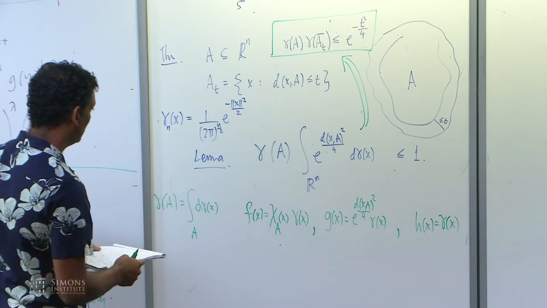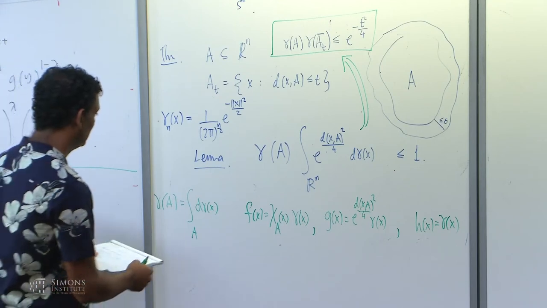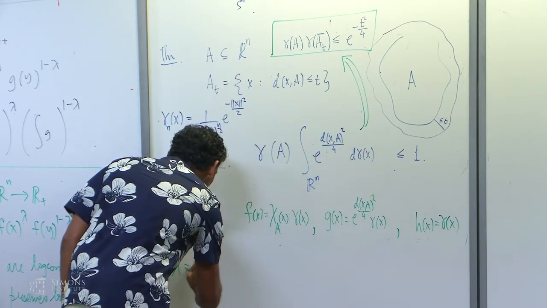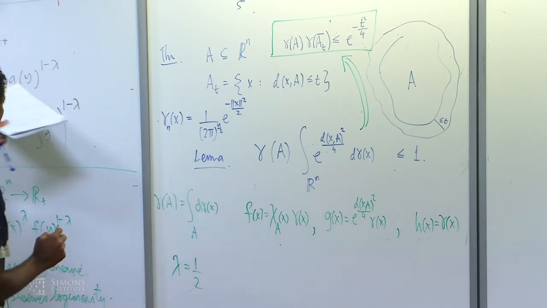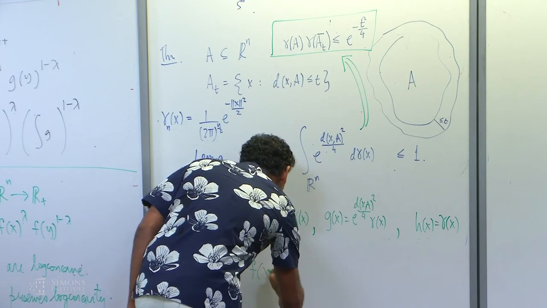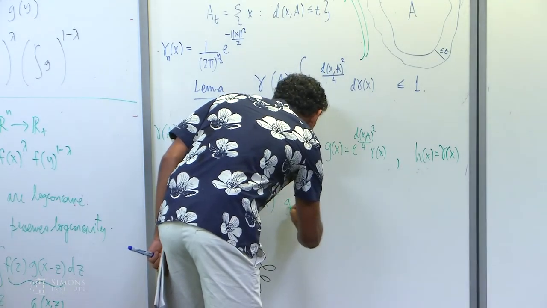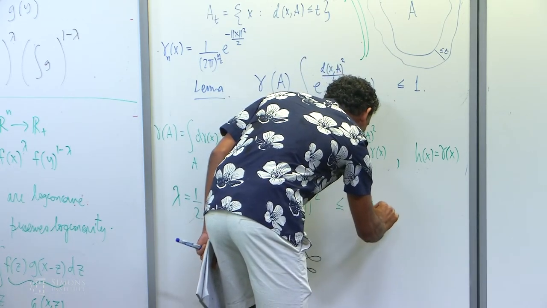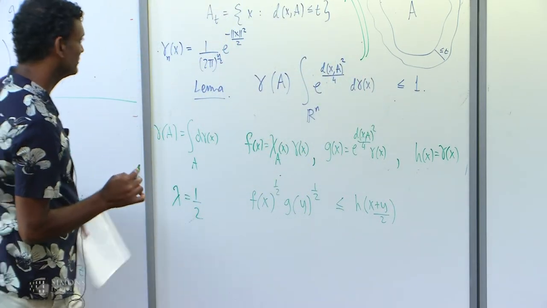Yeah. Okay, so now what do I need to do? Just show that these functions satisfy the condition of the theorem. So in fact we don't need it for every lambda. We'll just do lambda equals 1/2. So I want to show that this is true for lambda equals 1/2, which means that f at a point x, to the power 1/2, times g at a point y, to the power 1/2, is at most h at the point (x plus y) over 2. That's it. That's all we need to prove. Okay. So let's verify that.